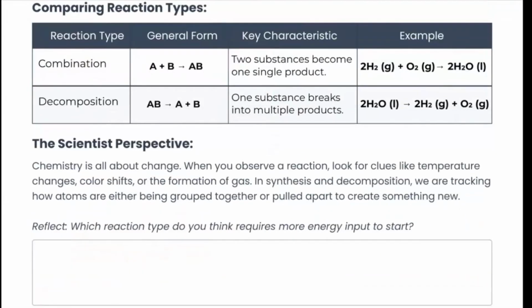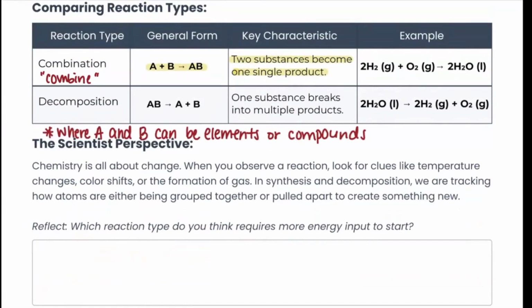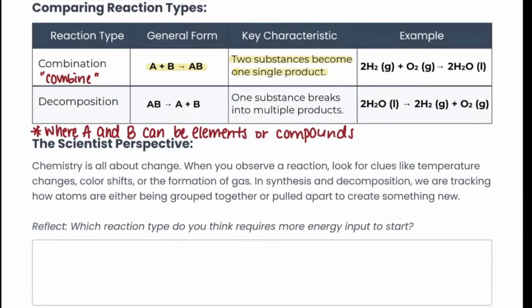Okay, what is a combination reaction? Well, this is when two or more substances come together to form a single product. Hence, combination, they combine. The general pattern looks like this, where you have A reacts with B to produce AB, where A and B can be elements or compounds, and they combine to make one new compound.